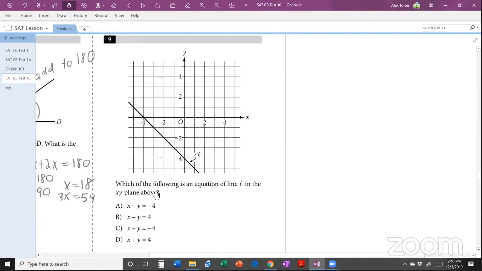Which of the following is an equation of line L in the xy plane above? Okay, so line A, it's a line, of course. It's a y equals mx plus b. And the m is your slope, the b is your y-intercept. So where are we hitting the y-axis? We're hitting it at -4. And what's the slope? Well, the slope is your change in y over your change in x. Change in y is the same as saying y2 minus y1, and change in x is the same as saying x2 minus x1.